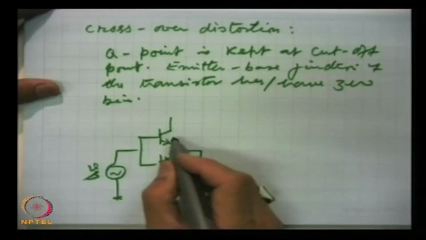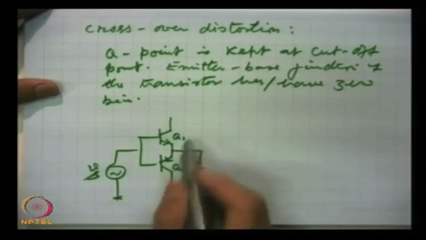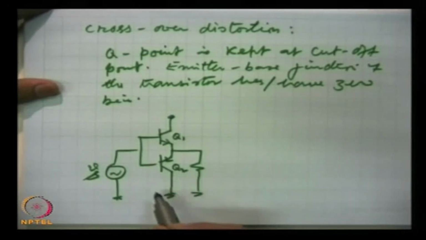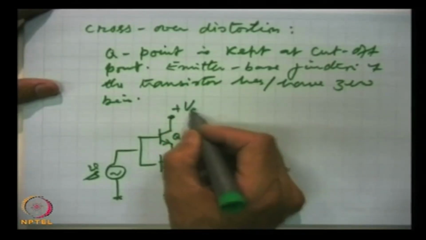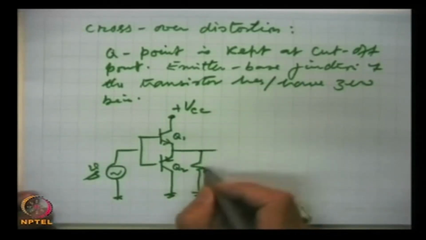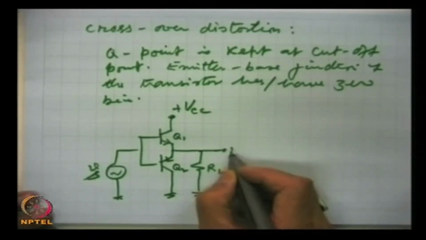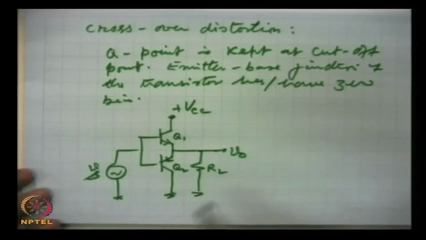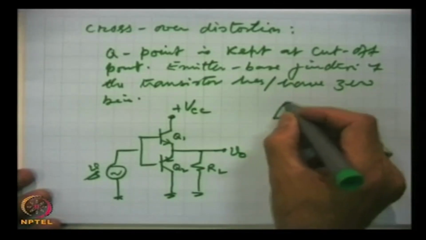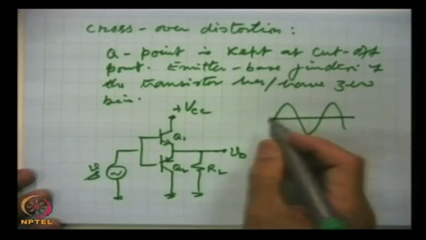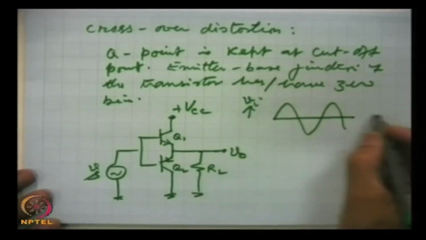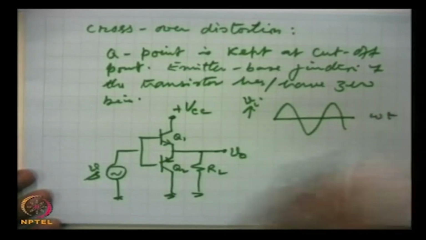These are the two transistors Q1 and Q2. Q1 is NPN type and the other one is PNP, and both are biased by a single source VCC, and output is taken at the common load RL. If the input signal is like this, this is the input signal where this is voltage Vi and this is omega t or time.